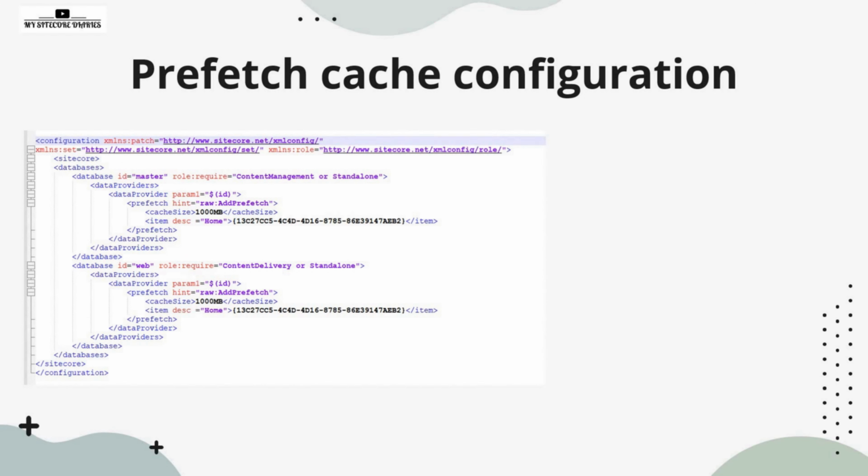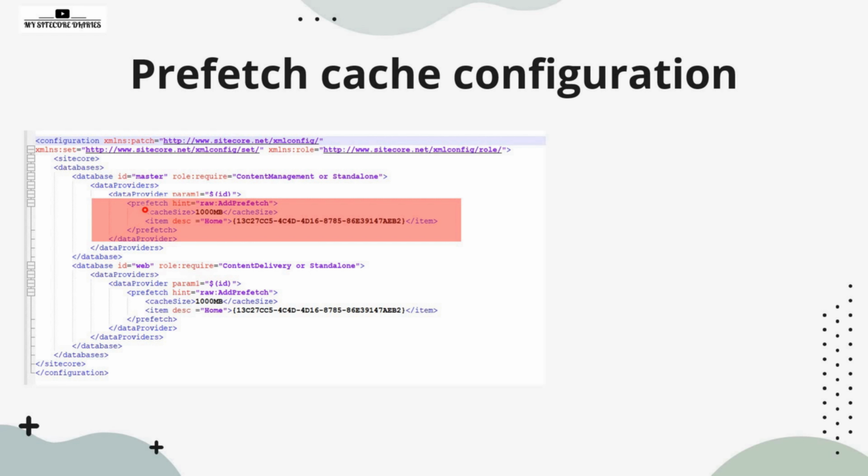For that you need to add a patch file. This is a sample patch file. Here you define it for each data provider. Here you have the master database, and the role requires content management or standalone. In master, for the data provider, we are giving this Prefetch configuration.